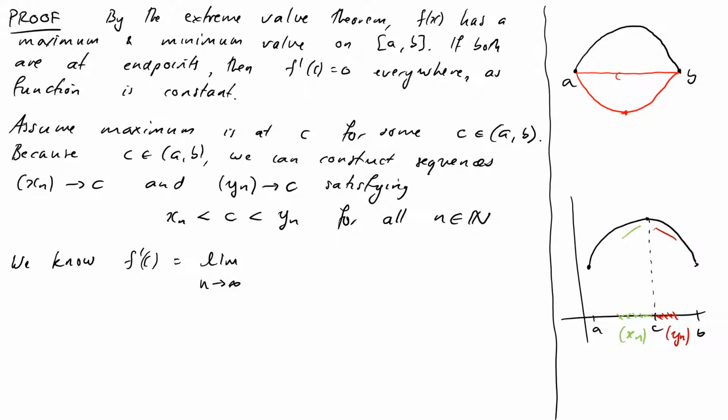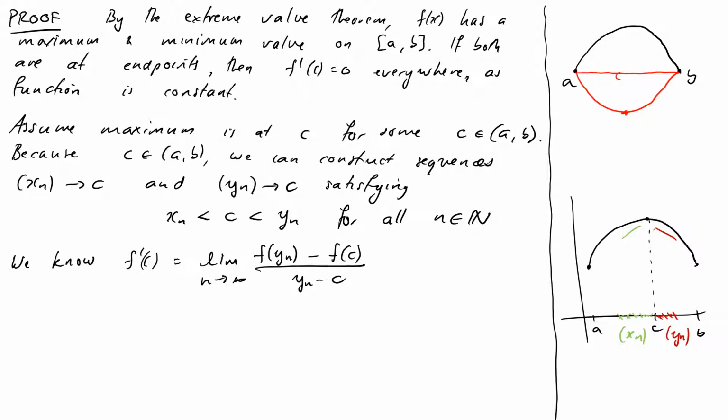Okay, so we're doing a sequence limit here. We can write it this way. We don't normally use this notation for our sequence limits, but this is fine. Of f of yn minus f of c, all divided by yn minus c.